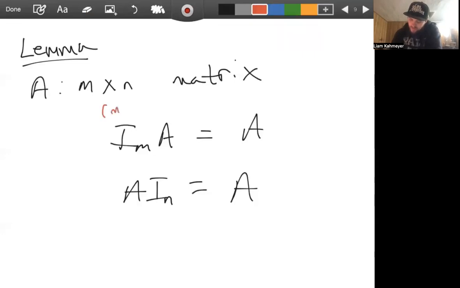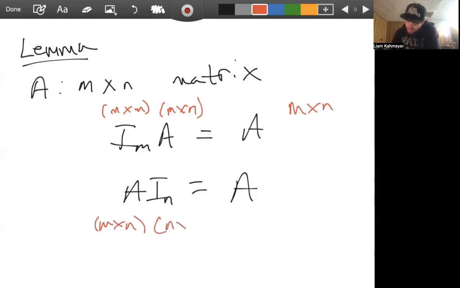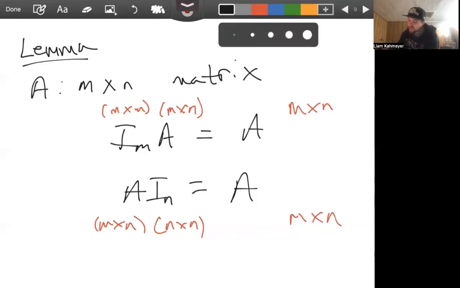And this makes sense because for matrix multiplication, we know the inside dimensions need to agree. So for the m dimensional identity matrix, we have m by m, and then for A, we have m by n. And so here we're going to get an m by n matrix. That makes sense. And then for A, we have m by n, and the identity matrix here is n by n. And here again, we're going to get an m by n matrix. And you could go through and see that what you'll get back really is just A.